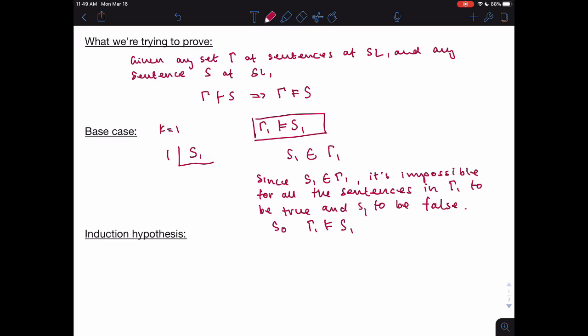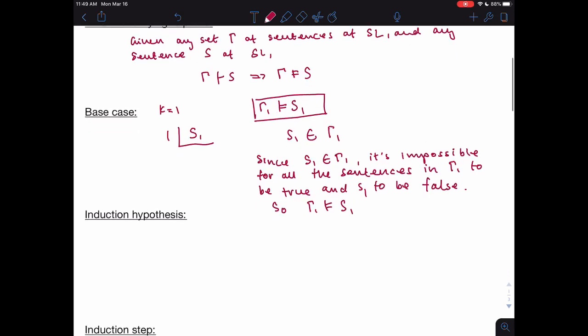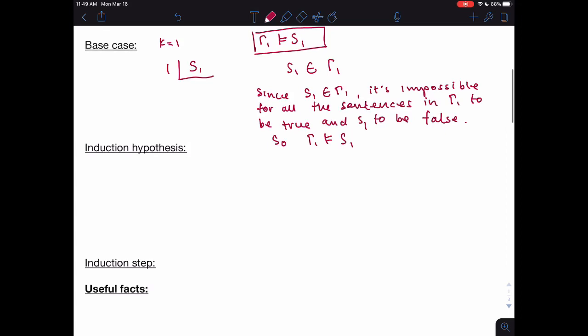Now we move on to the induction hypothesis. And remember that whenever we make an induction hypothesis in a proof by induction, you want to assume that the claim you're trying to prove holds for everything up until a certain point. So we're going to assume that the induction hypothesis holds, we're going to assume that the soundness theorem holds for everything up until a certain point.